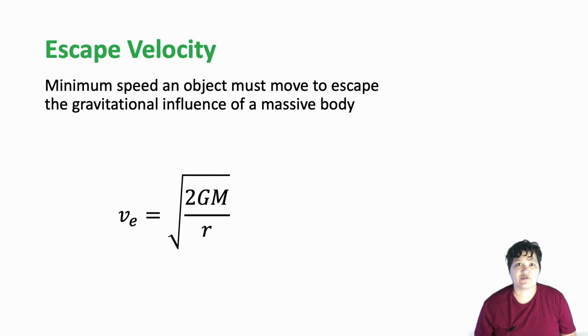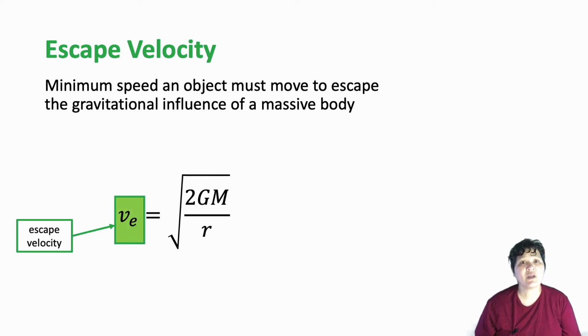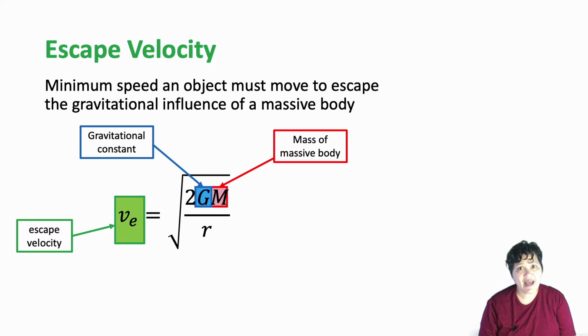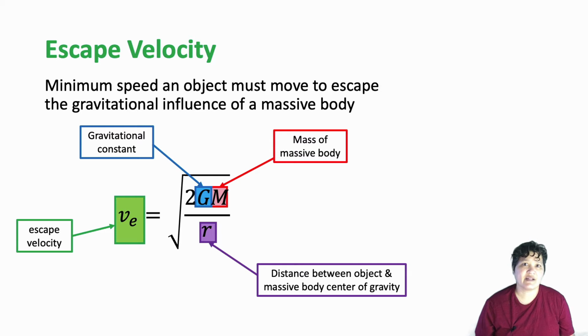So here's the equation for escape velocity, and let's talk through what all of these variables mean. This is our symbol for escape velocity, and that's equal to the square root of 2 times, first, the gravitational constant, times the mass of our massive body, which of course is our planet, and then all that divided by the distance between the object that's trying to escape and the center of gravity of, in this case, the planet. Now, this is really important. The escape velocity for an object sitting on the surface of the Earth is going to be different from an object that's in a 100-mile high orbit.